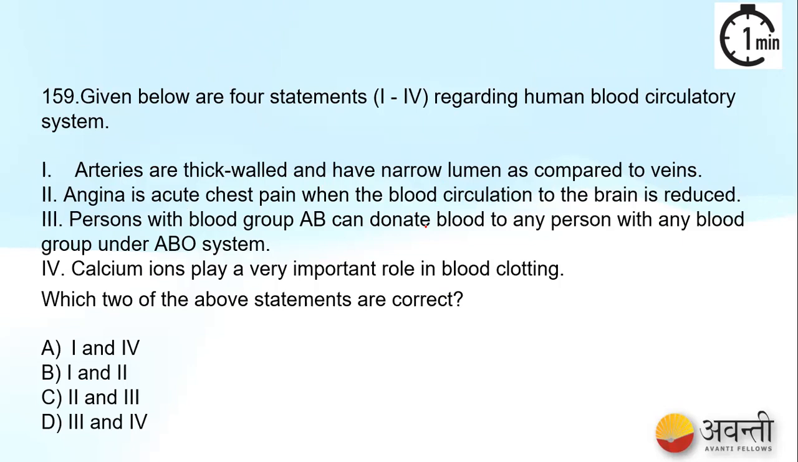So let us see what is our right option with respect to question 159. We have to find which of the following statements are correct with respect to the human circulatory system. So arteries are thick-walled and have a narrow lumen compared to veins. That is absolutely right because they carry the blood from the heart. They have to be thicker because the pressure is comparatively higher in arteries than in veins, as veins withdraw blood from the body towards the heart.